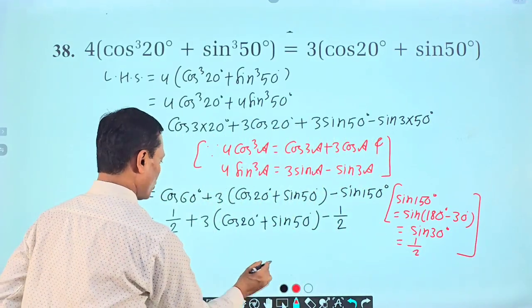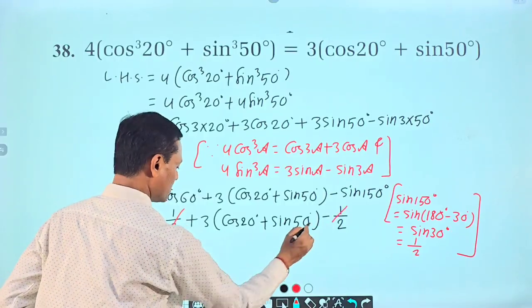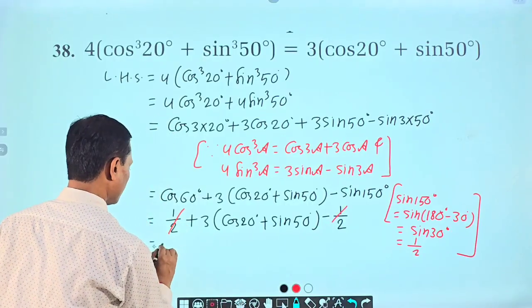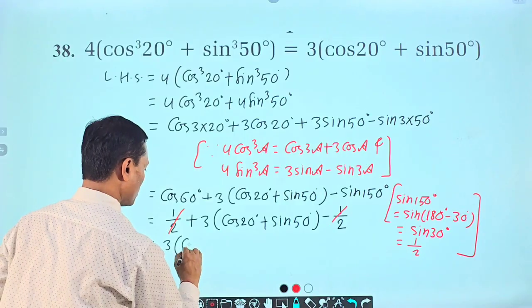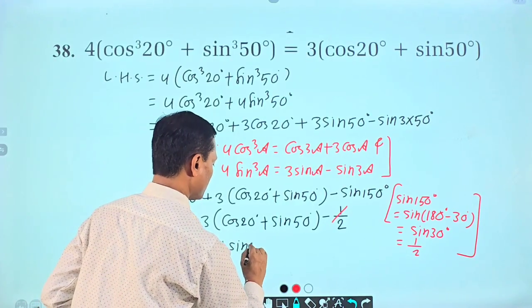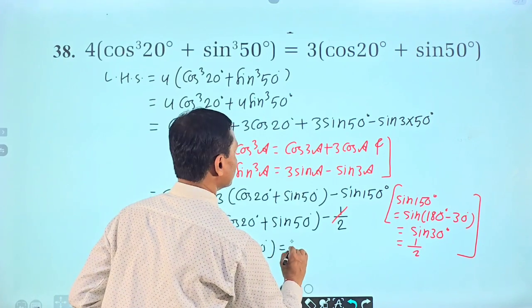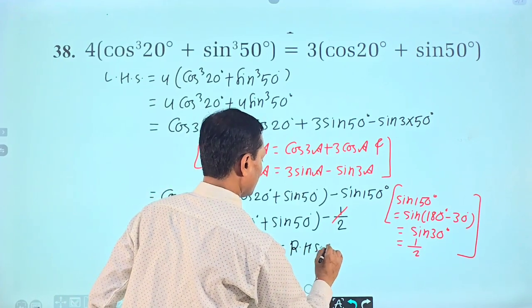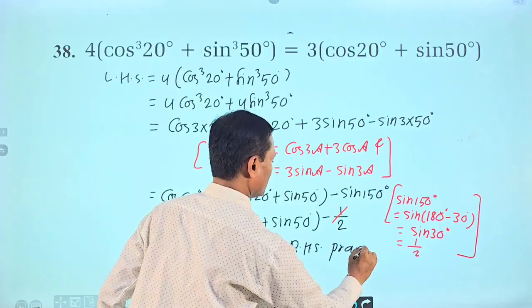Now we can cancel 1 by 2 plus and 1 by 2 minus, and the remaining we have here 3 bracket cos 20 degree plus sine 50 degree, equals the right hand side.